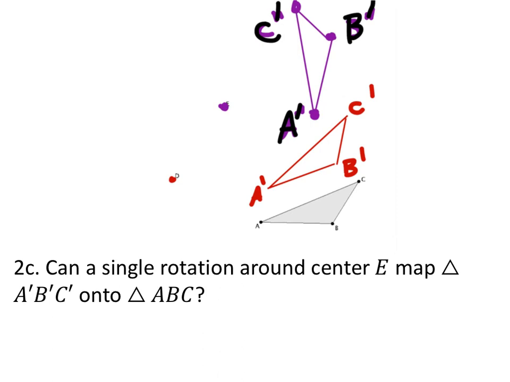So take a moment with your partner. Can a single rotation around the center E, so that's the purple point, map our purple triangle back onto triangle ABC? All right, this one is no for the same reason as that last one. A prime in the purple there is a different distance away from E, and we could check that. This distance is a different distance from this one, which means it doesn't matter how far I rotate it, or if I were to bring these 2 lines together, A prime looks like it's closer, maybe about right there. So I couldn't get them to line up.